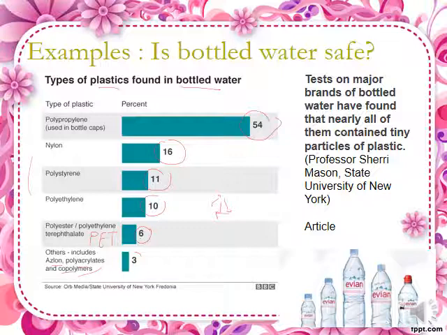So based on the article, we can conclude whether bottles made of polypropylene are the safest or not. That is for you to think.